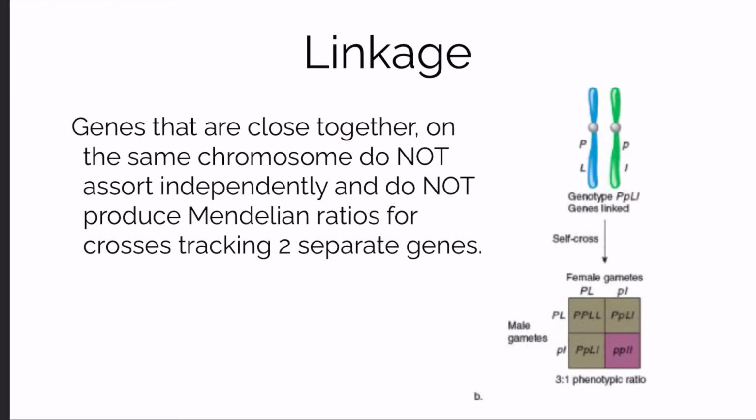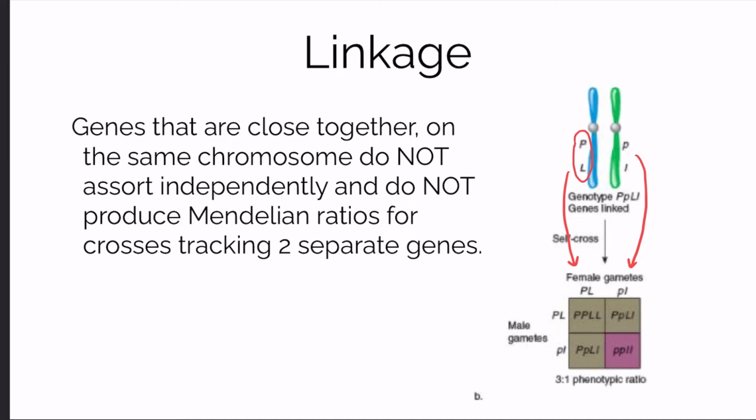So linkage is when two genes are on the same chromosome. Because they're on the same chromosome, they are not going to assort independently, and so you can't do a typical dihybrid cross. You would have to link them together, which is why they're called linkage, right? So the big P is going to move with the big L, the little p is going to move with the little l, and that's how it would look.